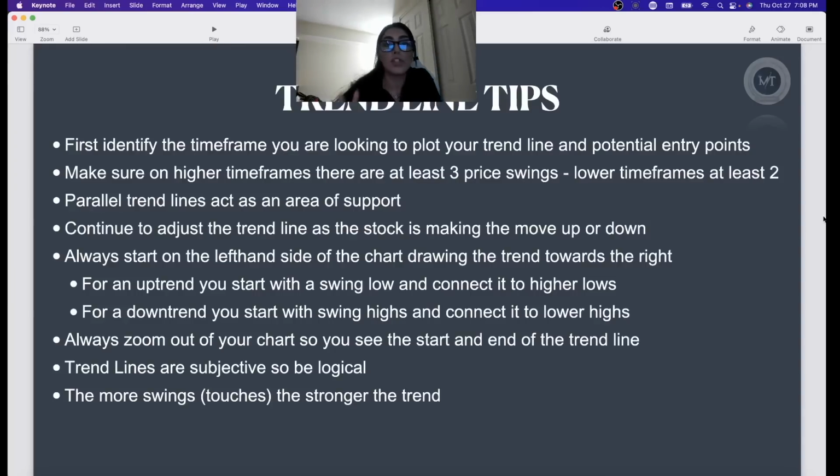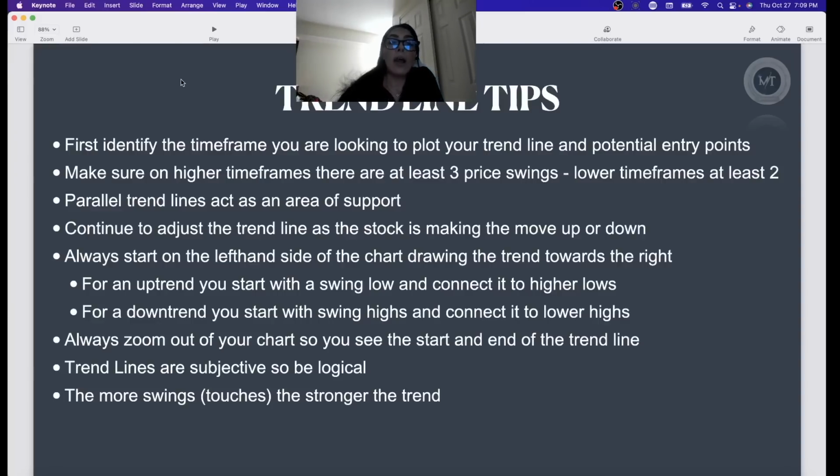These are just some tips and tricks that I've learned over the years, what I've read in books, as well as my own personal trial and error applying trend lines and so on and so forth. First thing that you want to do is identify the time frame that you're looking to plot the trend line on and potential entry points. So whatever time frame that you're plotting the trend line on, that should be the time frame that you actually take entry. So if it is a higher time frame, you will look for a swing trade or day trade. Lower time frames, you would look for scalping and sometimes day trading as well, depending on what time frames you're looking at.